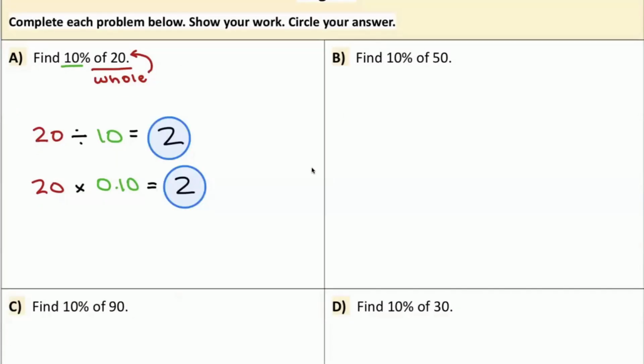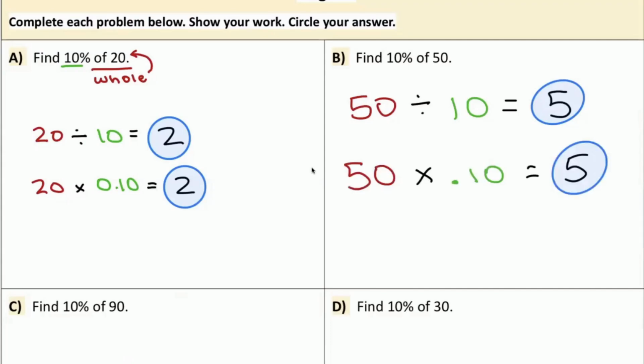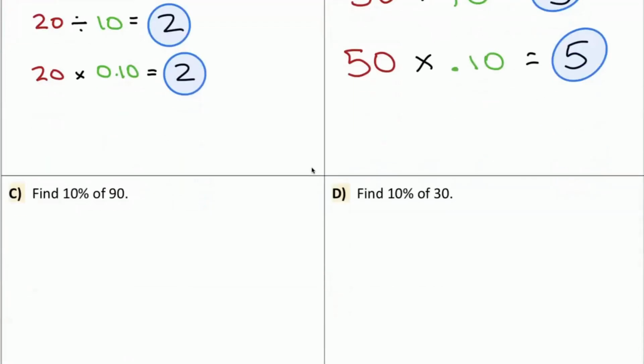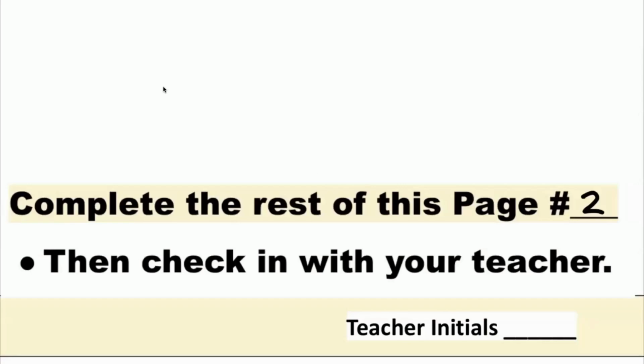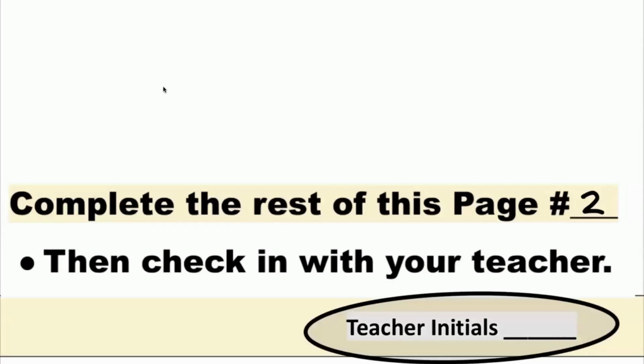Let's check our work for problem B. You could either do 50 divided by 10 to get 5, or 50 times 0.10 and you'll still get 5. Check your work, fix any errors. Let's check C. Could do 90 divided by 10 to get 9, or 90 times 0.10 to get 9. Read the rest of page 2, pause the video, then check in with your teacher to get additional feedback.